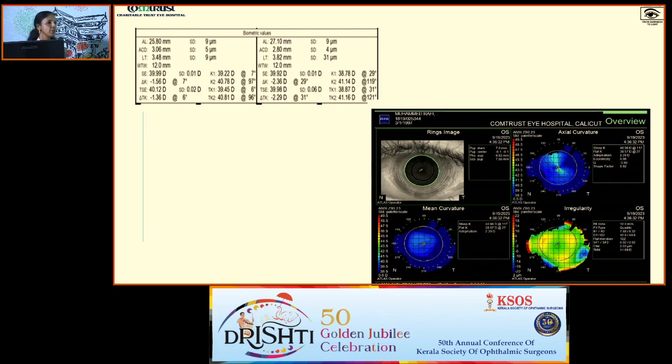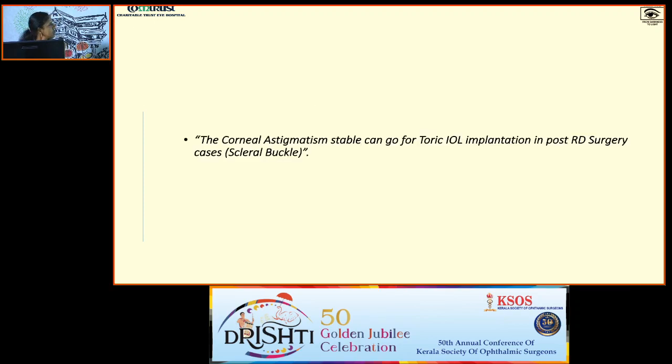In those cases also, it is going to be permanent. Repeat the biometry, and if you're getting repeatably the same toricity, you can go for IOL implantation. So the take-home message from this is: if corneal astigmatism is stable, you can go for toric IOL implantation in post-RD surgery cases.